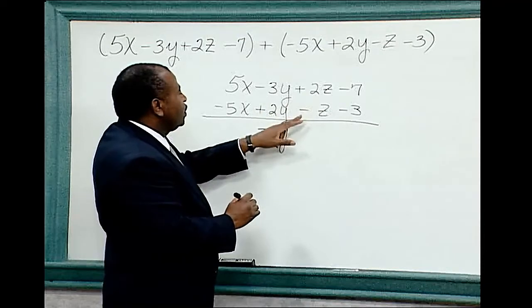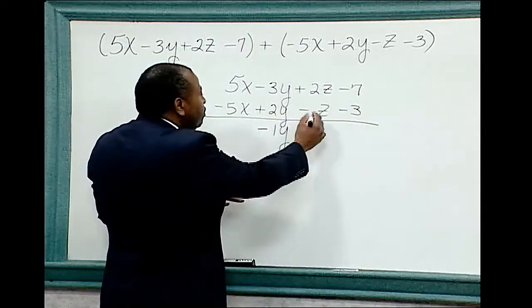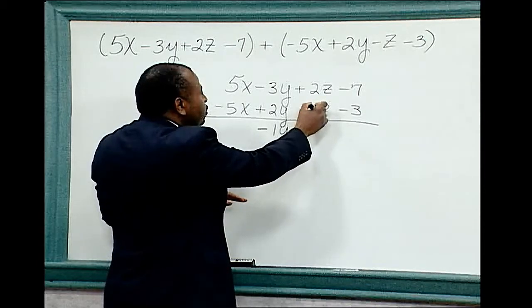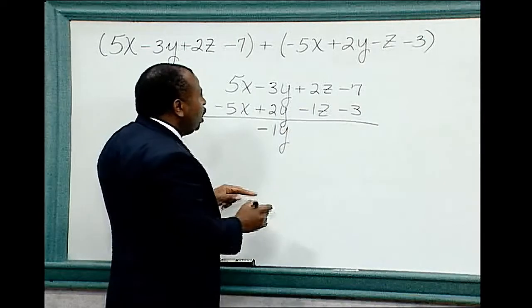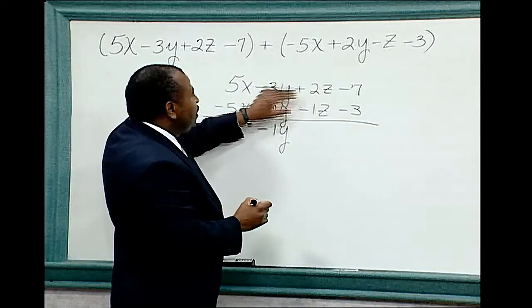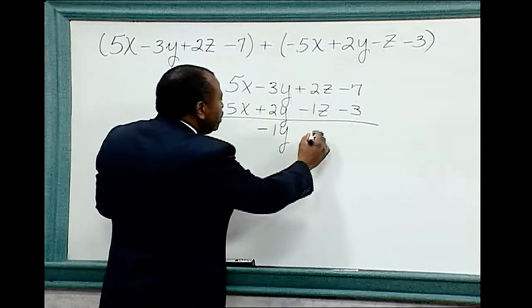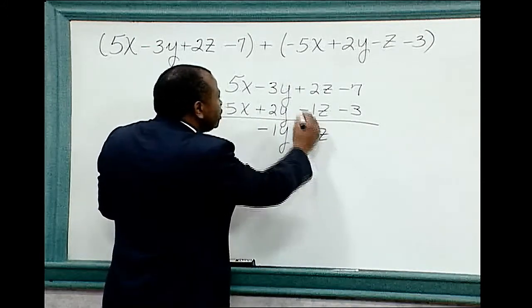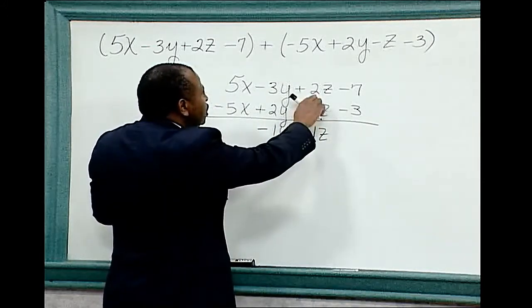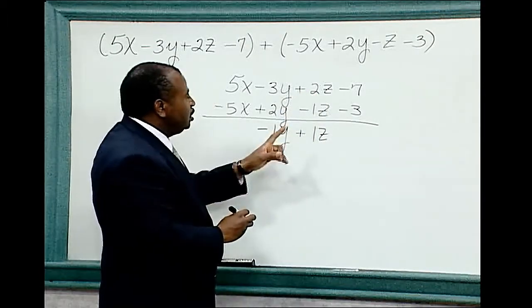Positive 2z plus a negative 1z. Remember, when no number is present, it is understood to be 1. In this particular expression, the signs are different. In addition, when the signs are different, you subtract. 1 from 2 leaves 1z. Take the sign of the largest number. 2 is the largest, is positive, so therefore it is a positive 1z.